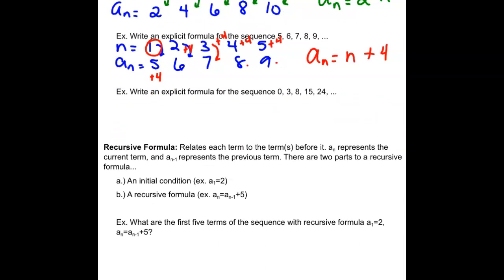Okay, for the next one, our sequence is 0, 3, 8, 15, 24. So again, let's start with our n value, and then look at our a sub n, the numbers in those positions. Once again, I'm going from a number like 1, 2, 3, 4, and I'm getting bigger numbers, like the 5 turns into a 24. So I know that I'm not dividing and I'm not subtracting. I'm doing something that's going to make my number get bigger.